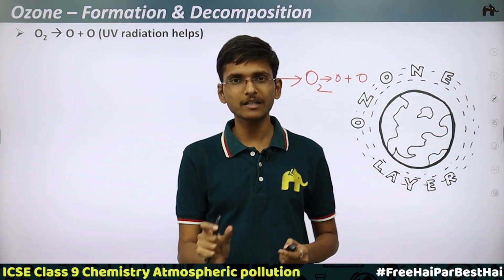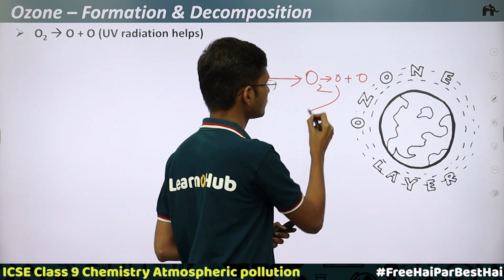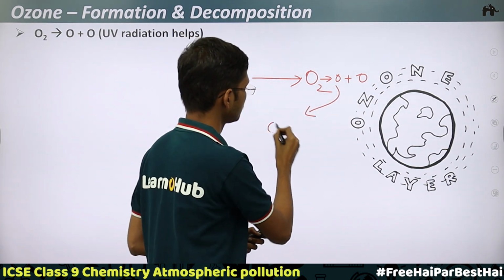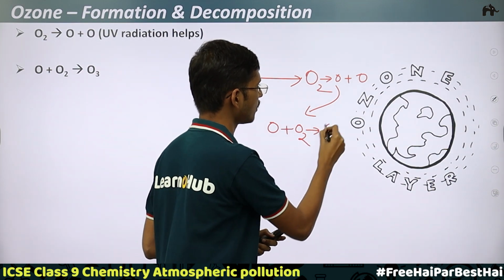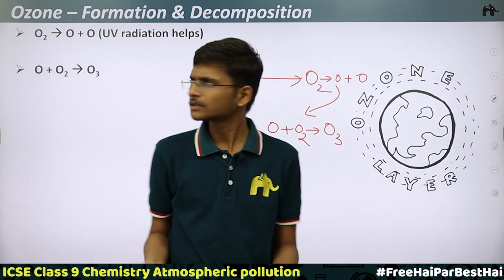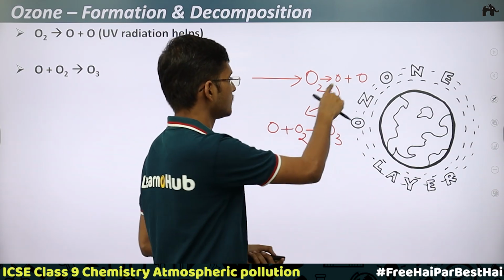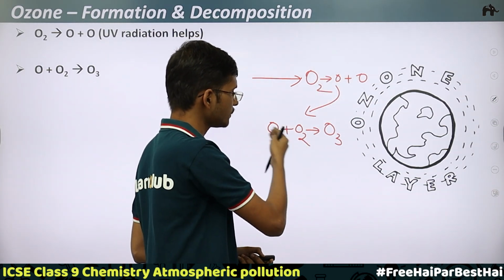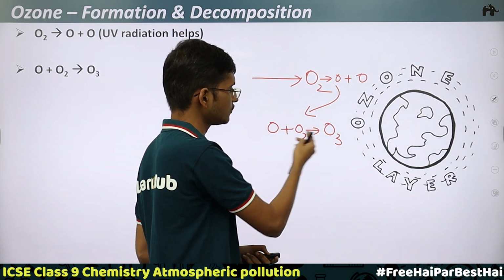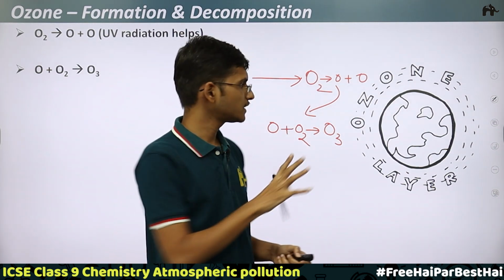Now this oxygen atom, what it is doing, this one oxygen atom is coming here and it is saying that I will react with an oxygen molecule to form ozone. As simple as that, correct? Okay, so this one oxygen atom reacting with oxygen molecule forming O3, O2 plus O gives O3. So this is how ozone is formed.